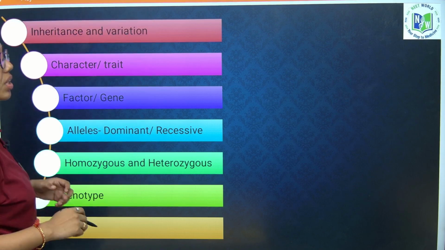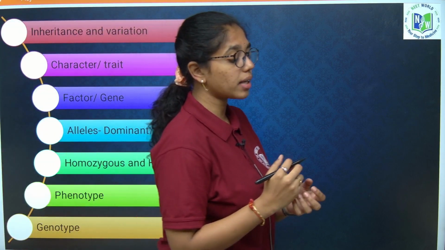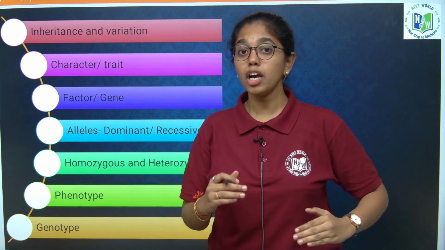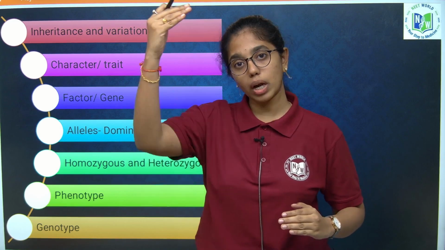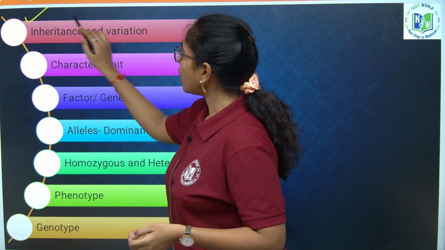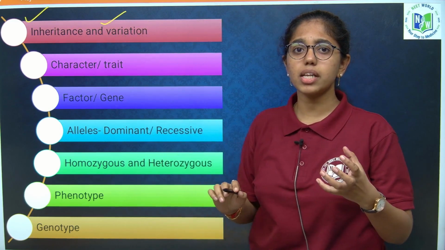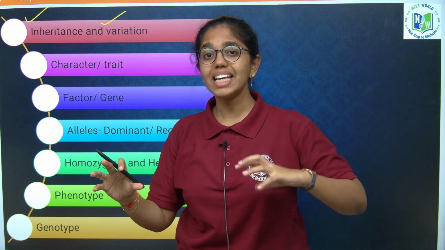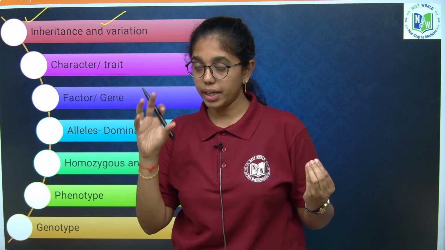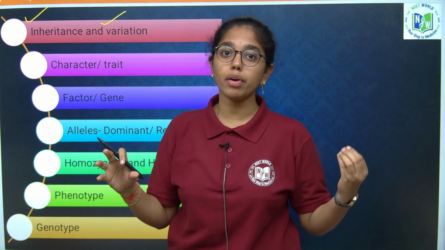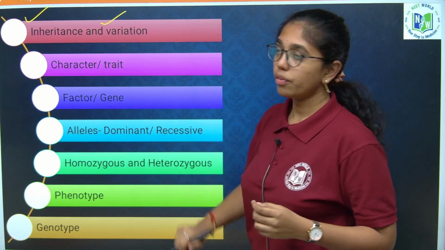The very first term is inheritance. What is inheritance? Transfer of characters from parents to offspring, or transfer of characters from one generation to the other generation, is called inheritance. What is variation? Variation is the difference, or the degree by which progeny or offspring is differing or varying from the parent.